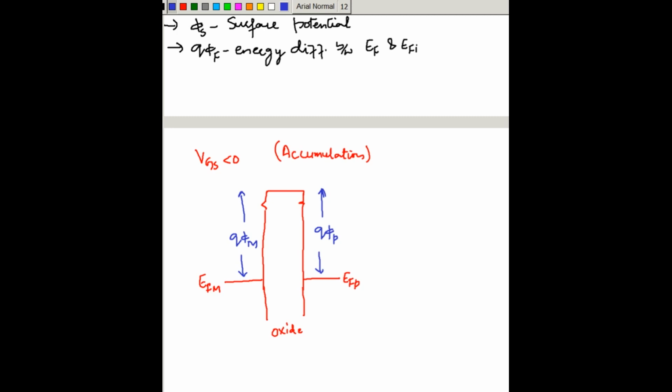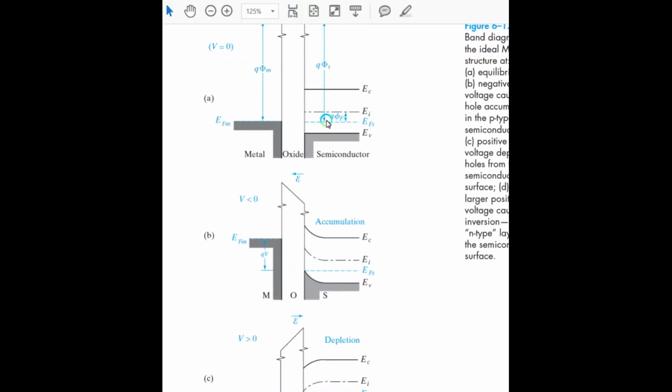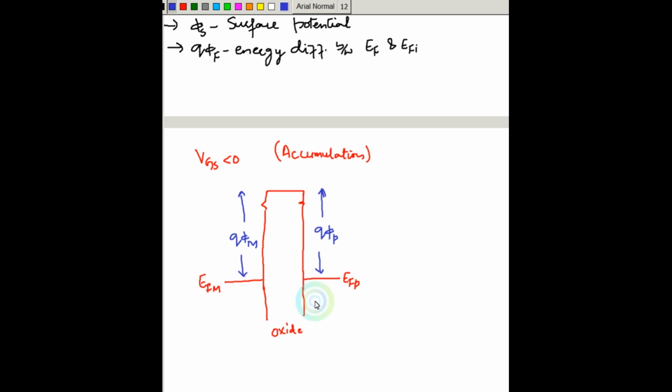Okay, as you can see this whole thing from the diagram which is given in the book as well, which is this one, the two Fermi levels EFM and EFS are both aligned. They are aligned. That is what is here.